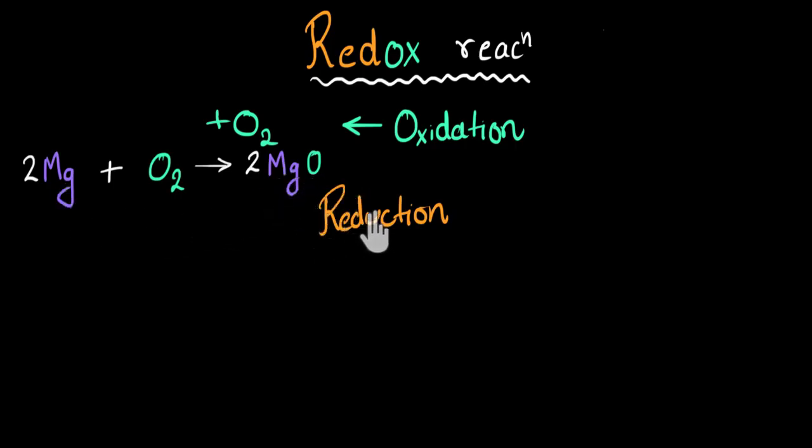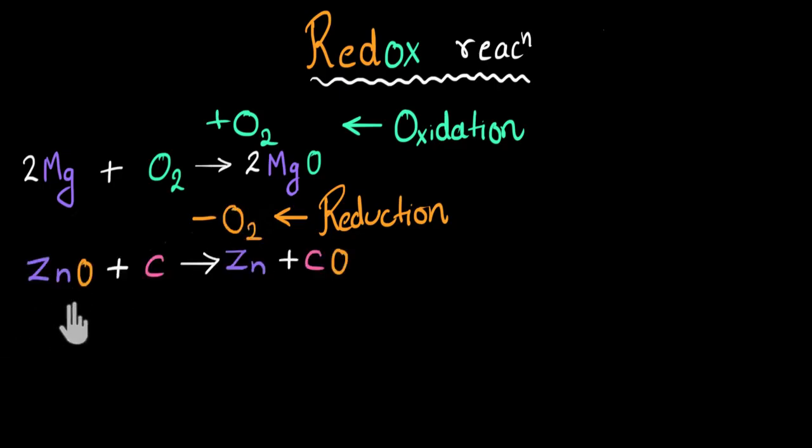And reduction is totally opposite of oxidation. In reduction, oxygen gets removed from a substance, so minus O2. And I have an example of that also. Here in this example, zinc oxide reacts with carbon to give zinc plus carbon monoxide. So you can see that initially zinc was combined with oxygen, zinc oxide. But over the reaction, it is losing the oxygen. So since oxygen is lost by zinc, zinc is getting reduced.